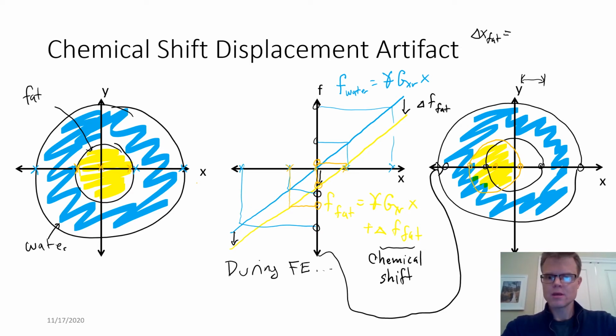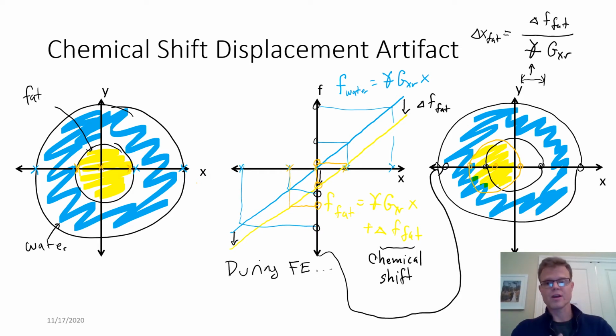And we can actually derive from that relationship that it's going to be proportional to the chemical shift frequency difference of fat from water divided by gamma times our gradient readout amplitude. Okay, so that's the amount of the shift there. We can determine that based on our readout gradient amplitude and the frequency shift of fat. We can also reformulate this, for example, in terms of spatial resolution and the field of view as well.